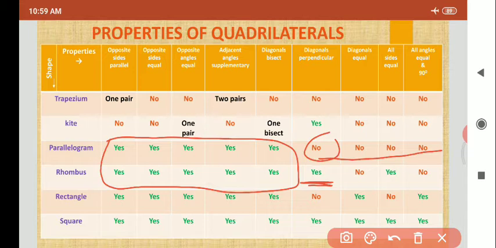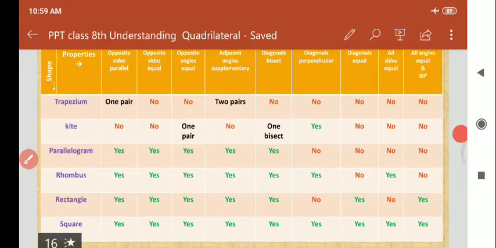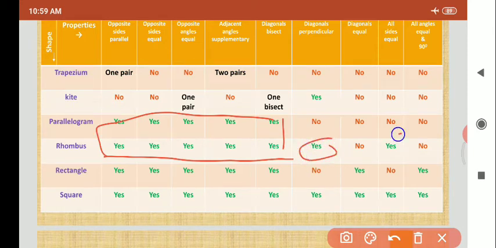In a rhombus all sides are equal, but in a parallelogram all sides are not equal. So it means every parallelogram is never a rhombus, but every rhombus is, because rhombus has more properties. This one, these are the same, but these are also rhombus properties. This one is also a rhombus property. So it means there are 2 more properties than parallelogram. So every rhombus is always a parallelogram.